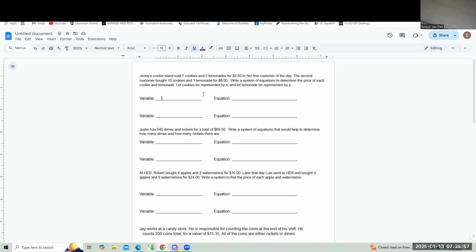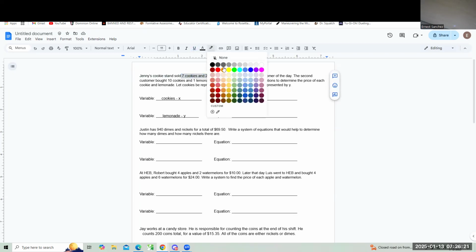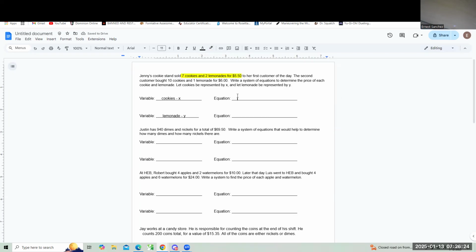So for cookies, we're going to make that X. And then for lemonade, we're going to make that Y. All right, so we're doing the first sentence as my first equation. So 7 cookies, so 7x plus 2 lemonades, so 2y equals $5.50. And there's our first equation.